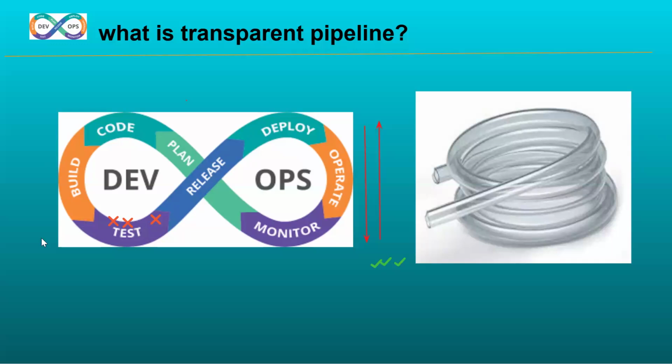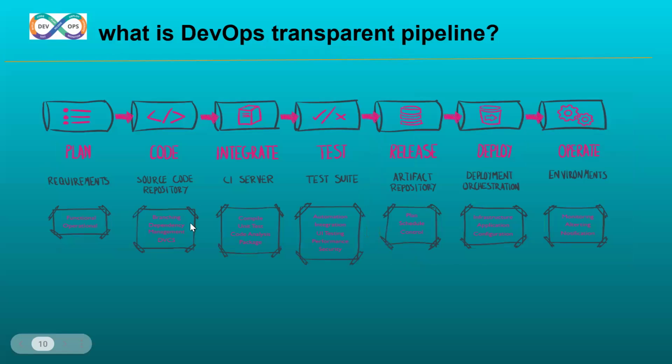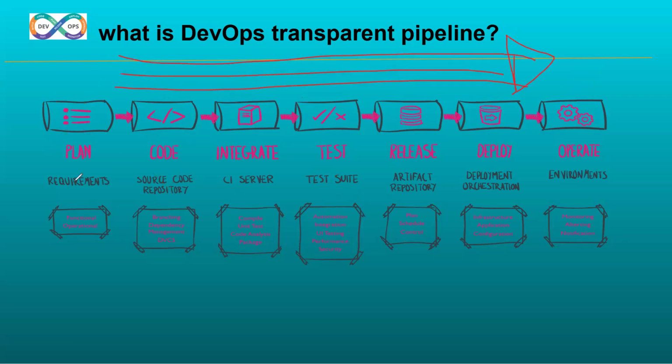So we are going to be replacing the complex pipeline with the transparent pipeline. The actual DevOps transparent pipeline looks like this. In this DevOps transparent pipeline, our roles and responsibilities start from the dev environment, then integration and testing, release, deploy, operation. To be frank, we are not part of planning. We are not writing any code. We are not writing any test cases. We are just going to be implementing an automated DevOps transparent pipeline.